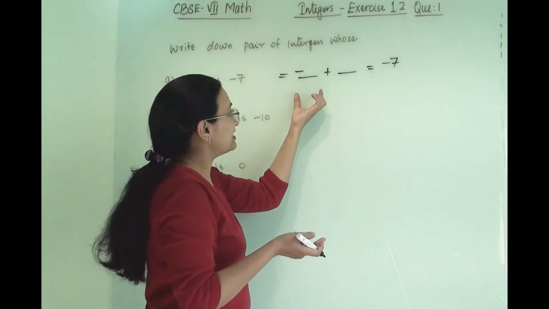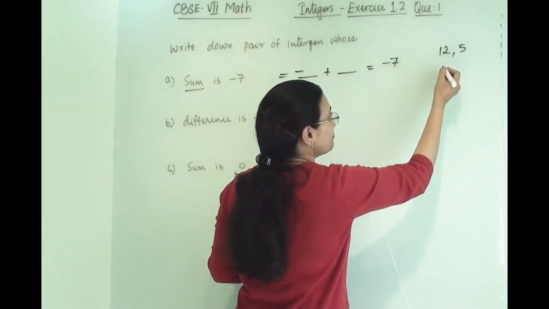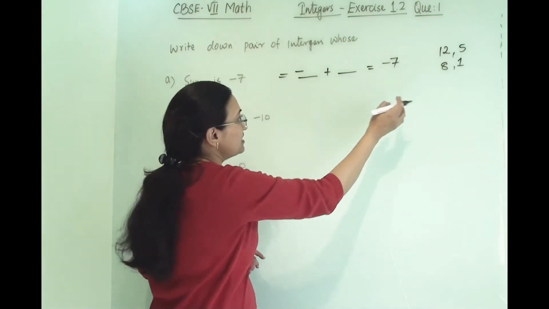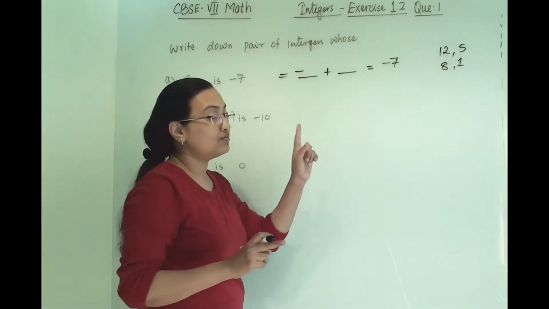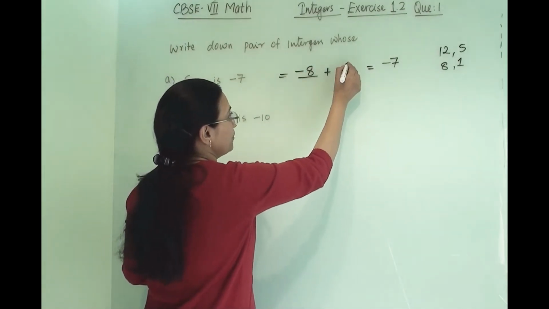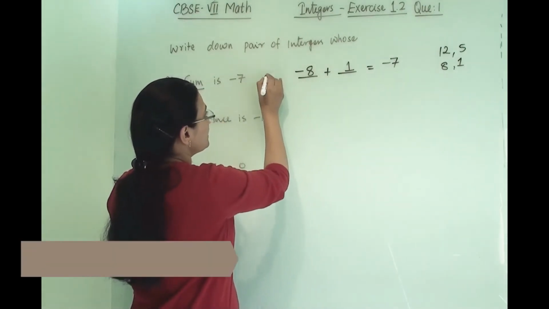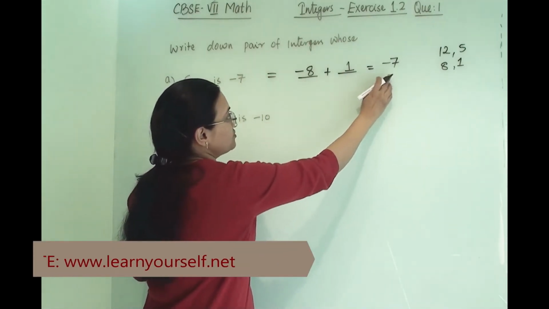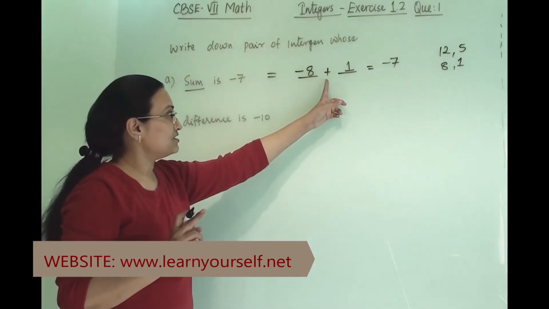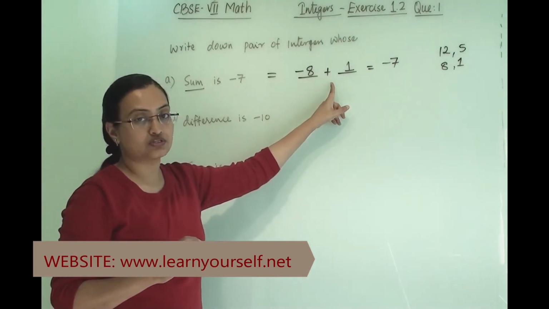So here we will get 12 and 5. This is one pair, or we can write 8 and 1, a simple one. Any one pair we can choose, but in this, the bigger number should carry the negative sign. So here I am writing minus 8 plus 1. This is the sum of two integers, minus 8 and plus 1, and here we will get the answer minus 7. It is an addition, but with the bigger number's negative sign, this will lead to subtraction.